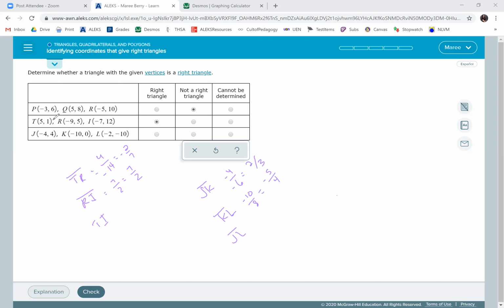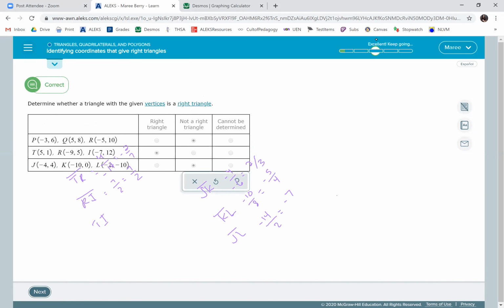JL, negative 10 minus 4 is negative 14. I have a feeling it's not going to work. Negative 2 plus 4 is 2. So that's a negative 7. Nope. I'm going to say not a right triangle. And okay, there we go.